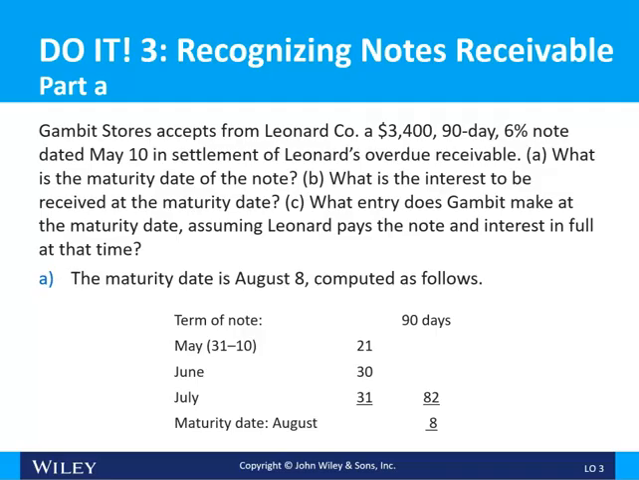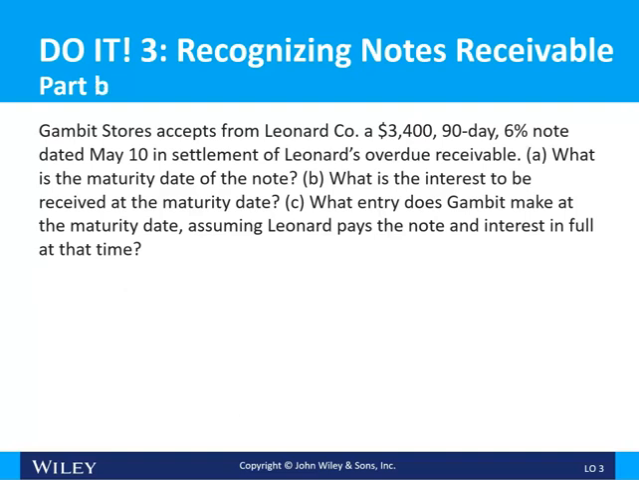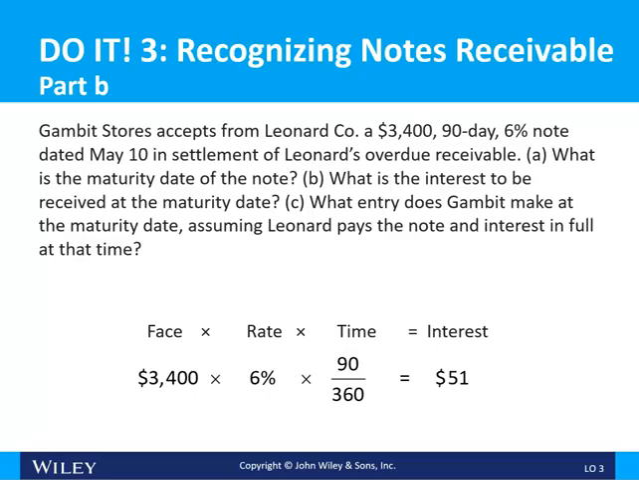Okay, so remember, you don't count the date that the note was written, and the date it's due is the last day, the 90th day. Second one, what is the interest to be received? How do you calculate interest? It's the face value times the rate times time in terms of a year equals our interest. So in this case, $3,400 face value, 6% interest rate, 90 days, so 90 over 360, is $51 interest.